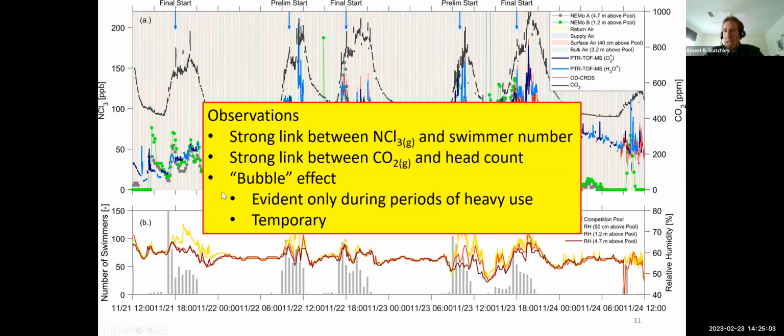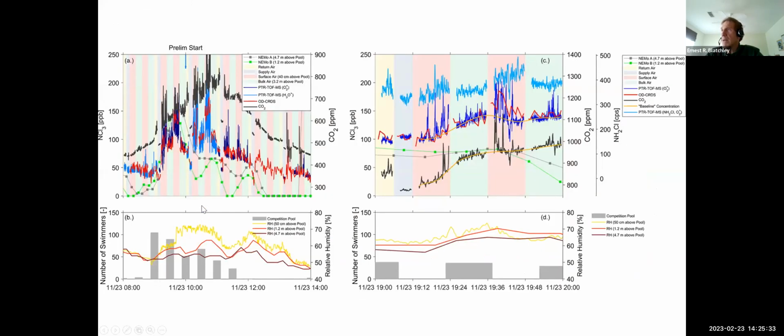So let me just explain for those of you who may not have heard this term. The bubble effect is used to describe a phenomenon where the concentration of a volatile compound will be substantially higher just above the air-water interface, in other words, right above the pool, than it would be farther up above that pool. So what we observed was that this bubble effect was measurable and evident only during periods of relatively heavy use, and that it was quite temporary. So let me show you what that means.